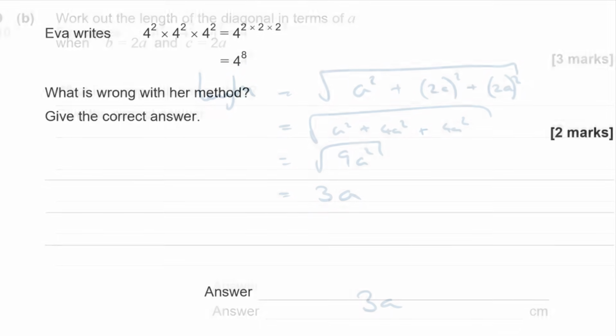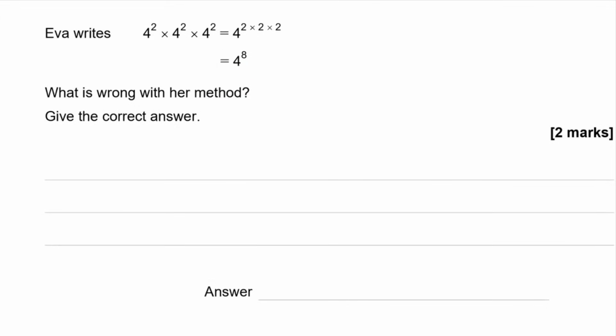It's 3A. Eva writes 4 squared times 4 squared times 4 squared equals 4 to the power of 2 times 2 times 2, which is 4 to the 8. What is wrong with her method? Eva, I hope you haven't got your exam in a few weeks' time. Now, obviously, when you've got numbers with the same base and you multiply them together, you add the indices, you don't multiply them. So give the correct answer. Well, it should be 4 squared times 4 squared times 4 squared is equal to 4 to the power of 2 plus 2 plus 2, which is 4 to the power of 6.